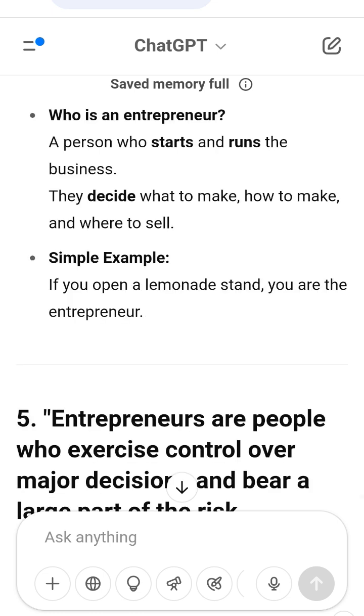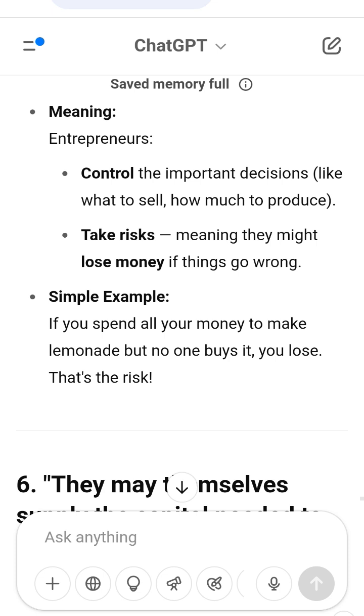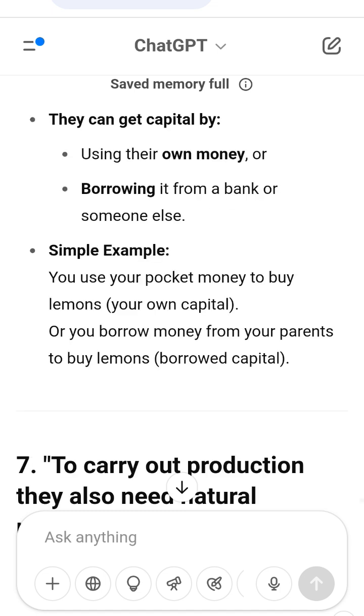An entrepreneur is a person who takes important decisions for the business, like what to make and how to sell it, and takes the risk. If the business fails, they may lose. Entrepreneurs need things to run their businesses. 1. Capital: money, machines, tools needed for production. 2. Land: space to build factories or offices. 3. Labor: people who work and help produce goods.